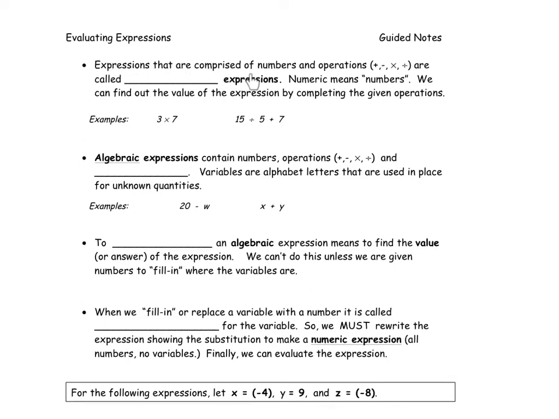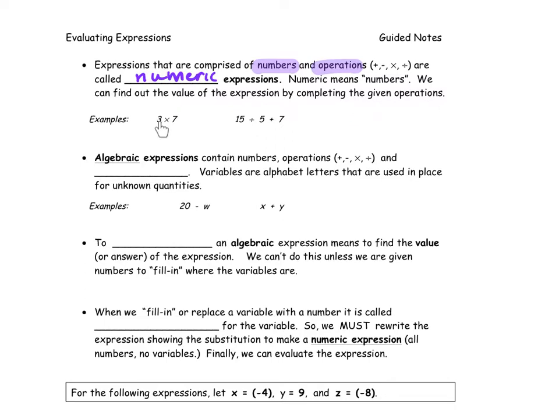Expressions that are comprised, which means made up of, numbers and operations. So I want you to underline that or highlight it, whatever you prefer to do. We're looking at numbers and operations. By the way, operations are adding, subtracting, multiplying, and dividing, are called numeric expressions. And I don't know if you kind of see what this word looks like. It looks like we're going to start spelling the word number. And that's what it means. Numeric means numbers.